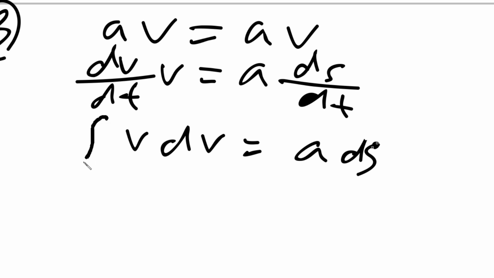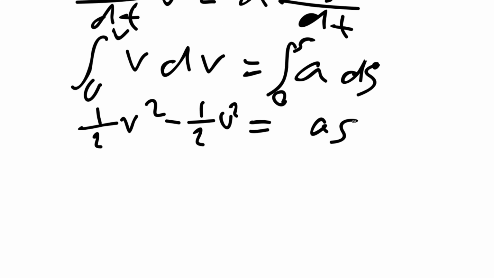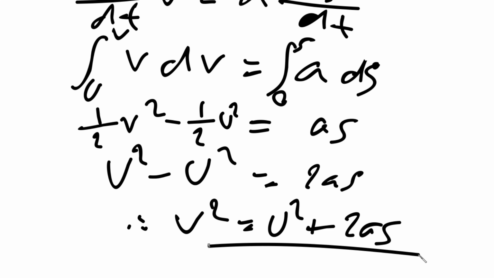There we go. And now I have to integrate everything again. The initial speed occurs when the displacement is 0. The final speed occurs after a given amount of acceleration, when the displacement is s. So final velocity occurs when displacement is s. And then what you get is, now you're integrating velocity with respect to velocity. So you get half velocity squared, and you have to do the same with the lower limit. Half u squared equals acceleration, integral acceleration with respect to distance is just going to be as. Now multiply everything by 2, and v squared minus u squared equals 2as, and therefore v squared equals u squared plus 2as. Boom! That's another way to get that equation.